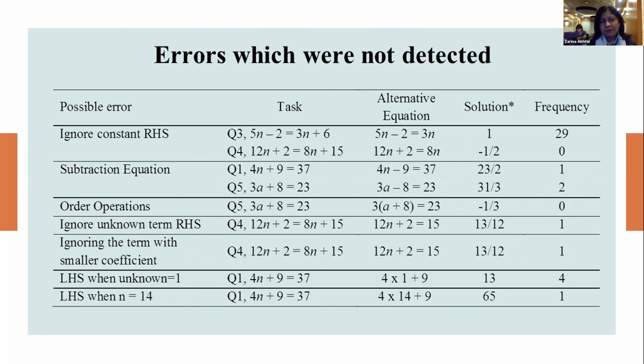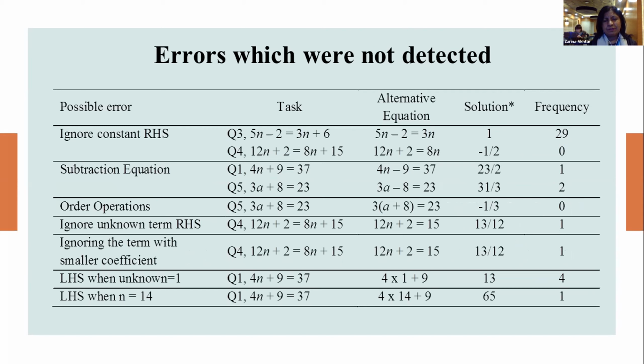Some errors were found which were not detected previously. They were found in their responses, but while conducting this study, these errors were not found. Like they ignore the constant on the right hand side: 5n minus 2 is equal to 3n plus 6. The alternate equation, like they ignore the constant on the right hand side. The answer they give is 5n minus 2 is equal to 3n.